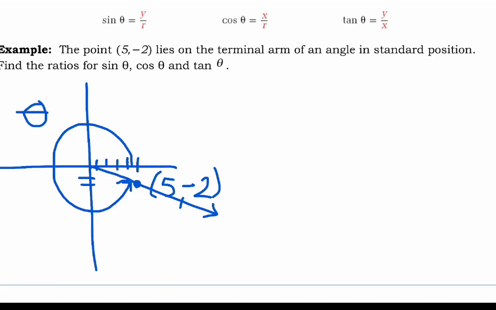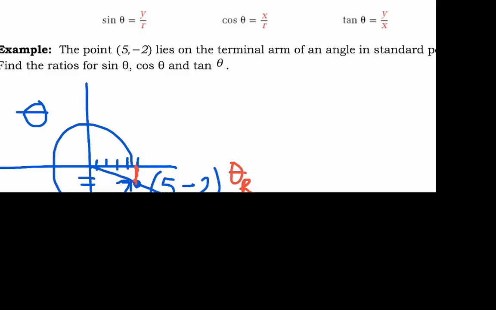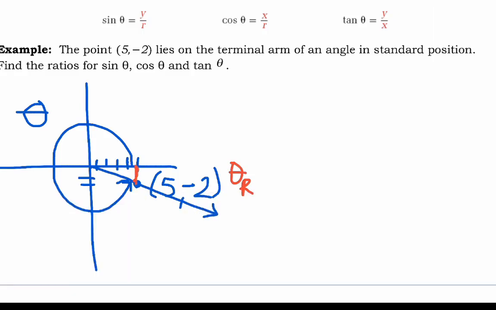Now we can't really work with that because that obviously isn't going to create a right triangle. So what we are going to work with is the reference angle. So we're going to work with this piece. And so if we create a right triangle here, well, we know this side is 5. We know that side is 2. And we need to figure out the hypotenuse. Well, we already talked about how we would do that.